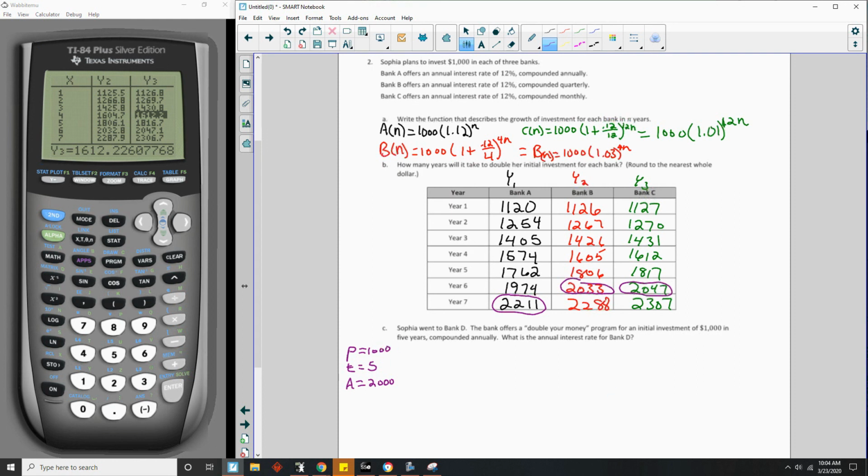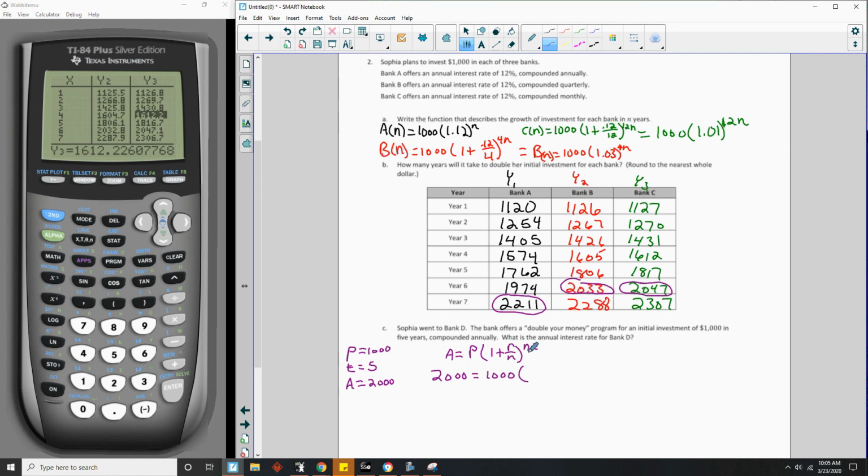Okay, so what we want to do is write the formula and substitute in the givens. So remember that A equals P times 1 plus R over N to the power of NT. A is 2,000. That's what we want to end up with. P is 1,000. And my R is what I'm trying to find.